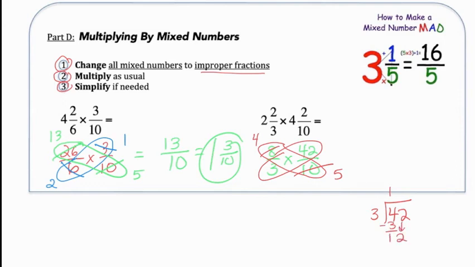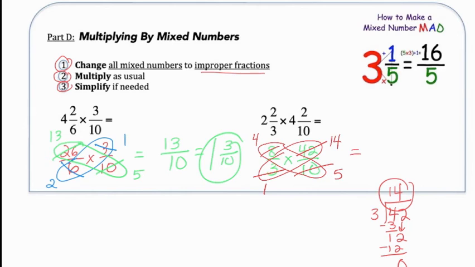Bring down my 2. 12 divided by 3 is 4. 4 times 3 is 12. And that leaves me with nothing. So can I do 42 divided by 3? Yes, I can. 42 divided by 3 leaves me with 14. So I can cancel because I can divide both 3 and 42 by 3. 3 divided by 3 is 1. 42 divided by 3 leaves me with 14. Now that gives me a little bit more manageable numbers.